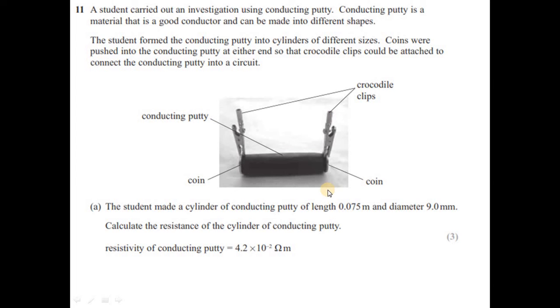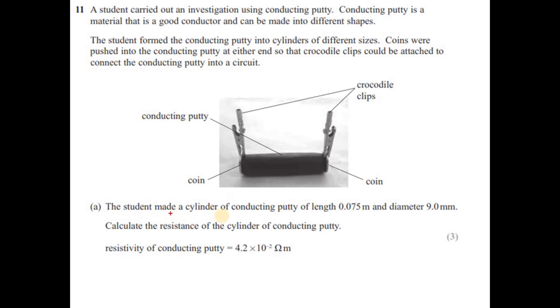Question number 11. A student carried out an investigation using conducting putty. Conducting putty is a material that is a good conductor and can be made into different shapes. The students formed a conducting putty into cylinders of different sizes. Coins were pushed into the conducting putty at either end, so that the crocodile clip could be attached to the conducting putty into the circuit. Okay, so this is a setup.